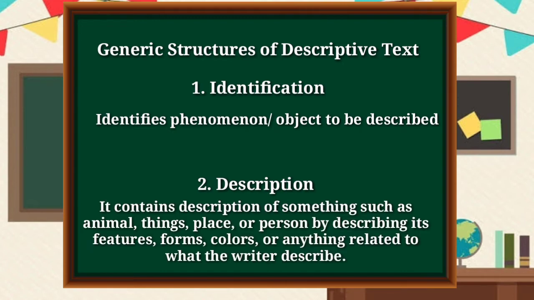And the second one is description. It contains description of something such as animal, things, place, or person by describing its features, form, colors, or anything related to what the writer described. Jadi, bagian ini terdapat deskripsi tentang bagaimana objek itu, bagaimana karakteristiknya, dan sifatnya lebih spesifik.